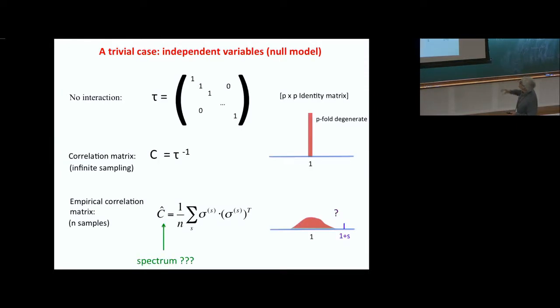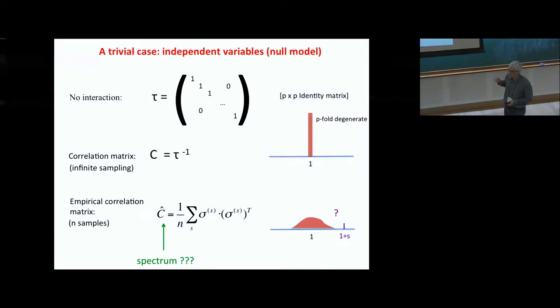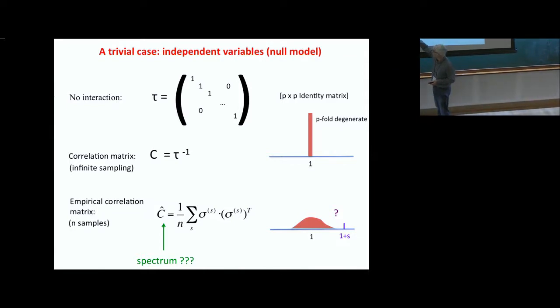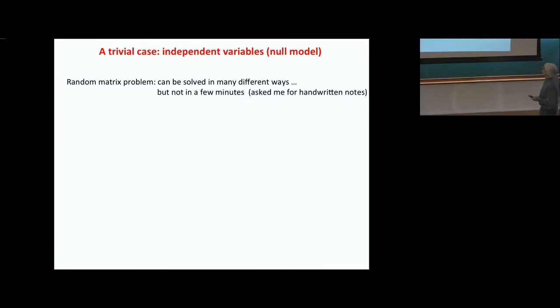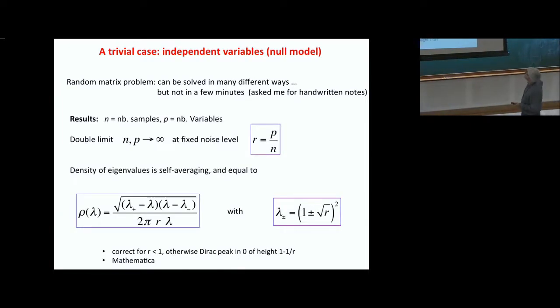So just to state again, we start from tau equal to identity, which means we have p independent Gaussian random variables, with mean zero and variance one. They're all independent, no interaction at all. We compute this matrix here. Due to the finite number of samples, this correlation matrix won't be the identity. It's something more complicated. It's a random matrix. And we want to understand its spectrum. Okay, so here are the results, which were obtained by Marchenko and Pastur in the 60s. I'm just giving you the results. Again, if you are interested in the derivation, just let me know.